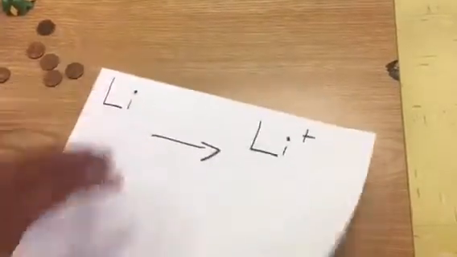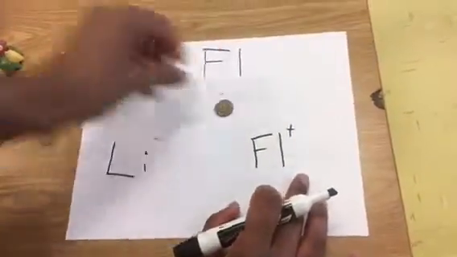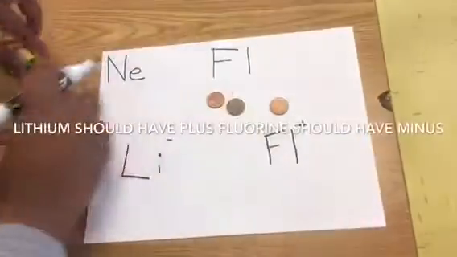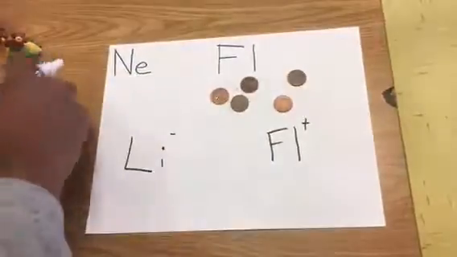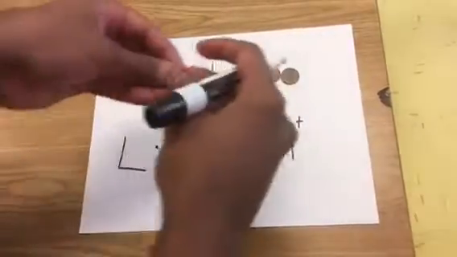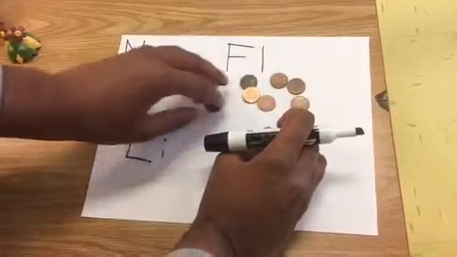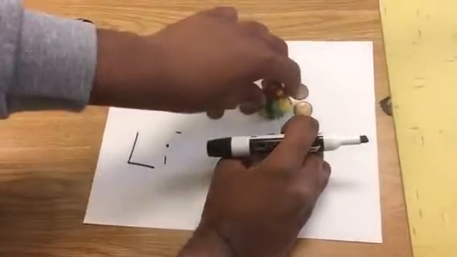Okay, next thing I want to talk about is electronegativity. So here we have fluorine, which has 9 electrons. So here's 1, 2, 3, 4, 5, 6, 7, 8, 9. Here's the nucleus.